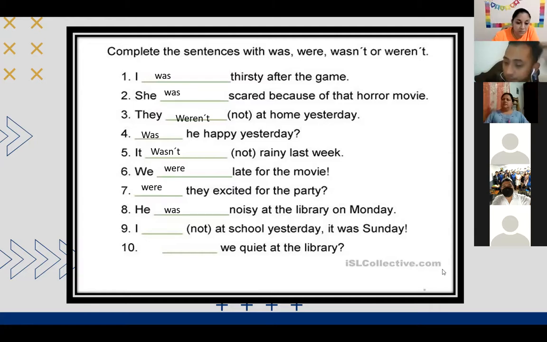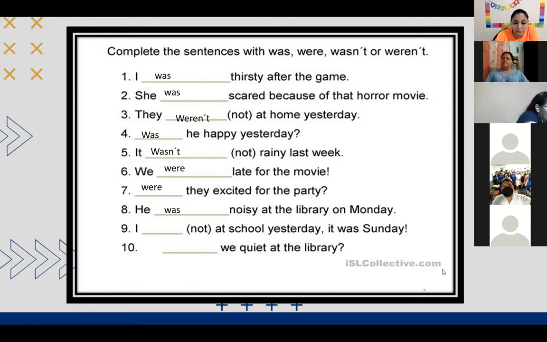How about Mr. Elvin? Number nine. Negative form. I wasn't at school yesterday. I was... Sunday. It was Sunday. Perfect. And finally, Miss Arely. Were we quiet at the library? Excellent. Okay, good job.